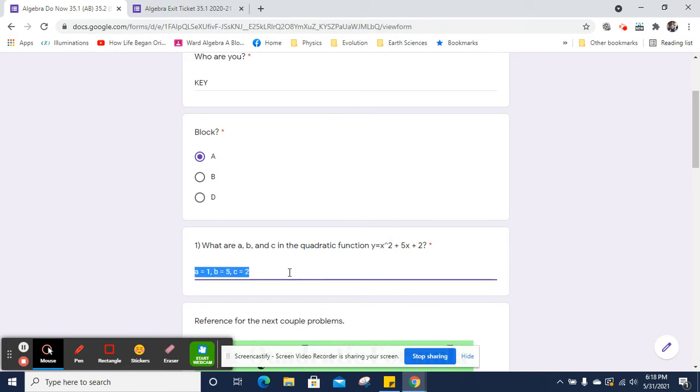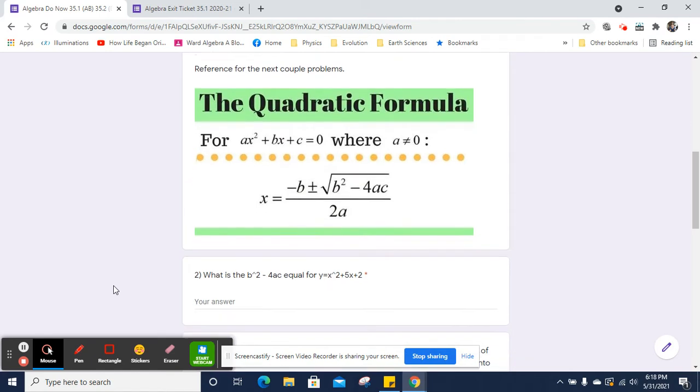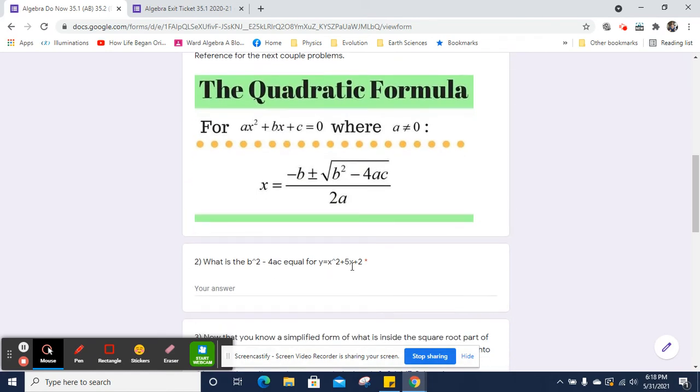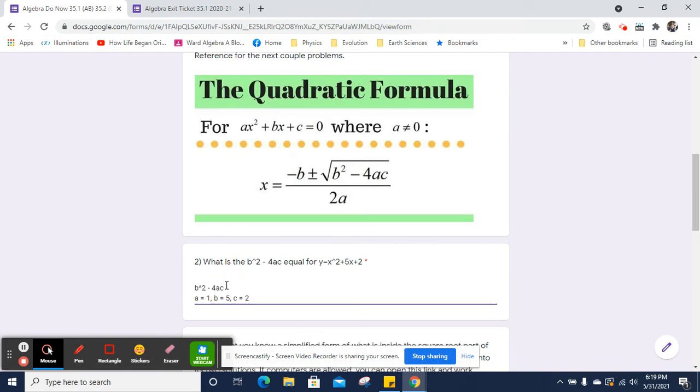So let's take those and go to number 2, where we're going to take those exact same coefficients. We're going to plug them into the discriminant. Okay, so those are the coefficients. We're going to plug them into this part of the quadratic formula, which is known as the discriminant. And let's see what it equals.